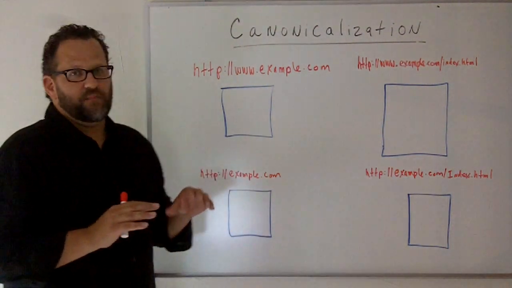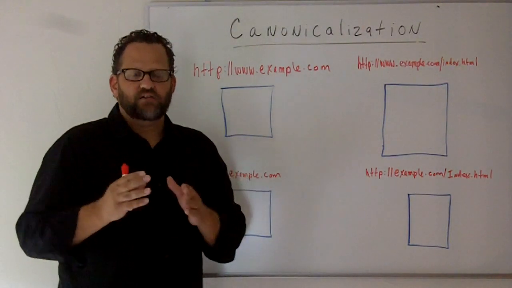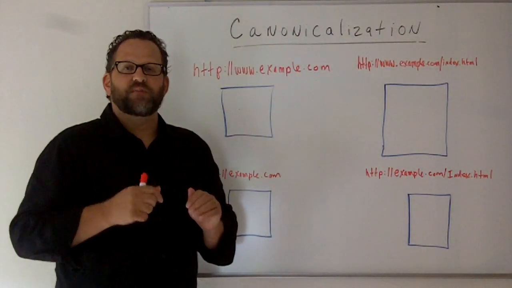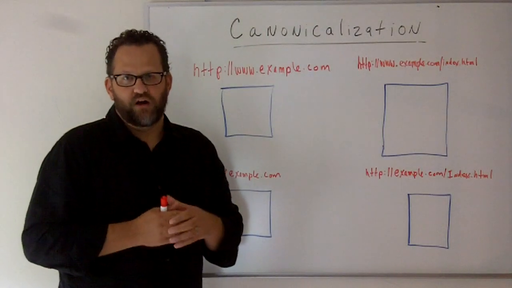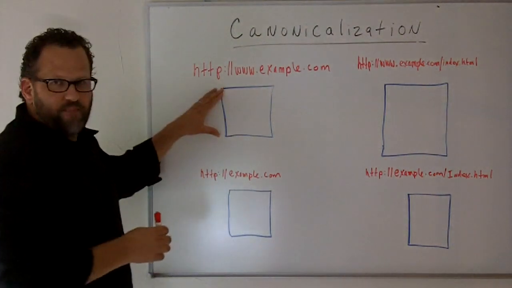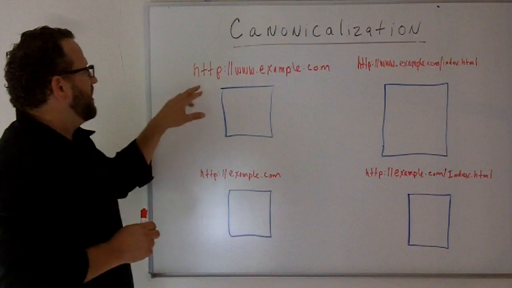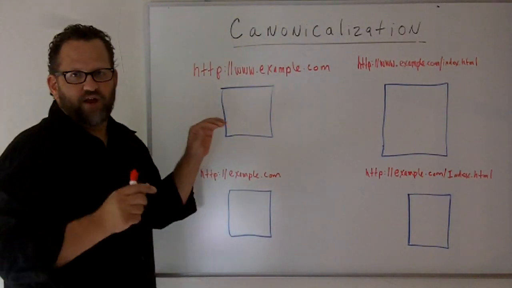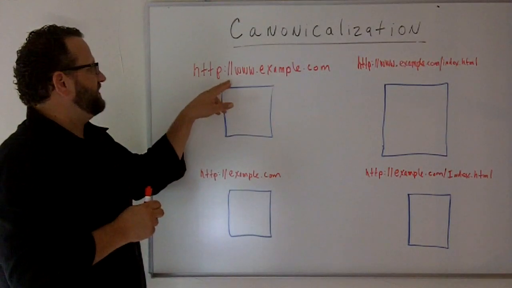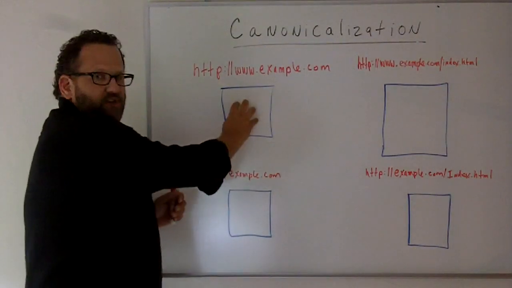So let's first talk about what a canonicalization error is and what it looks like. A canonicalization error occurs when the same web page is able to be loaded from multiple URLs. So what do I mean by that? Okay, so here I have examples of a web page. This is all the same web page, all the same content. Let's assume that this is your home page. So you could go to your web browser and type in the browser bar http://www.example.com, and your homepage would show up.